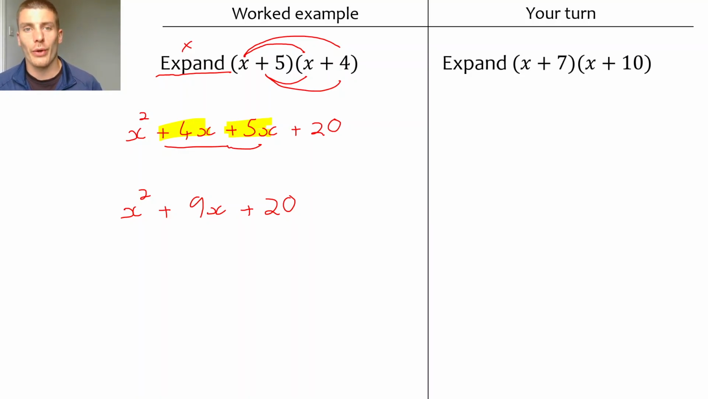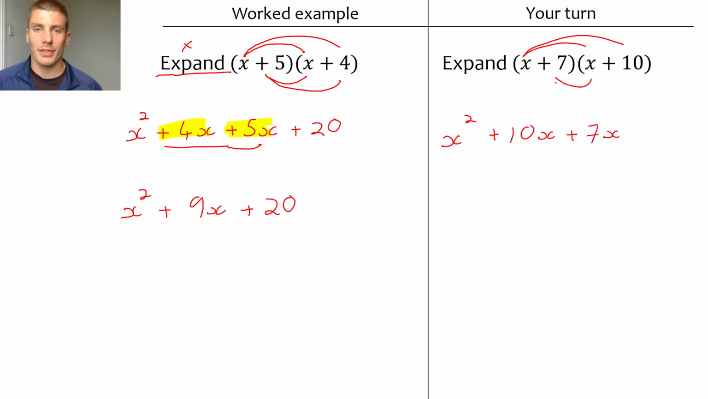So hopefully you've given this one a go. Let's go through and expand and simplify this bracket. Again, working through the same way as before. We begin by doing x times x, which gives you x squared. x times by 10, which is positive 10x. 7 times by x, which gives you plus 7x. And 7 times by 10, which gives you plus 70.